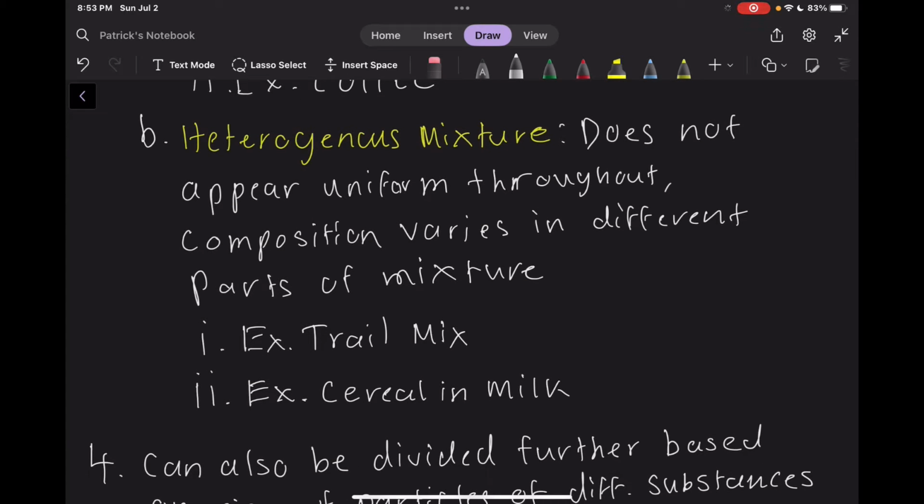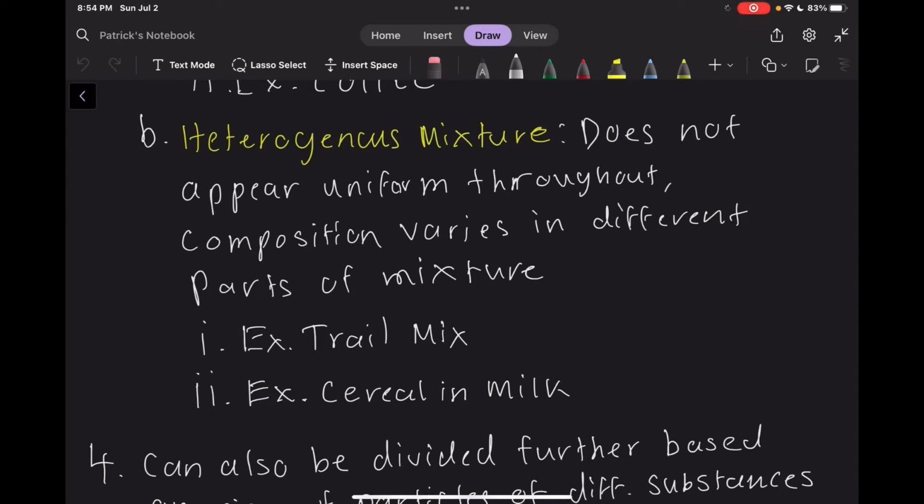On the other hand, we have heterogeneous mixtures. Heterogeneous mixtures do not appear uniform throughout. One example is trail mix. Trail mix usually has bits of different nuts and berries in it, and sometimes it even has pieces of chocolate in it. But the amounts of these different ingredients won't be the same in two handfuls of trail mix. One handful might have more dried cranberries, say, whereas the other has more chocolate.